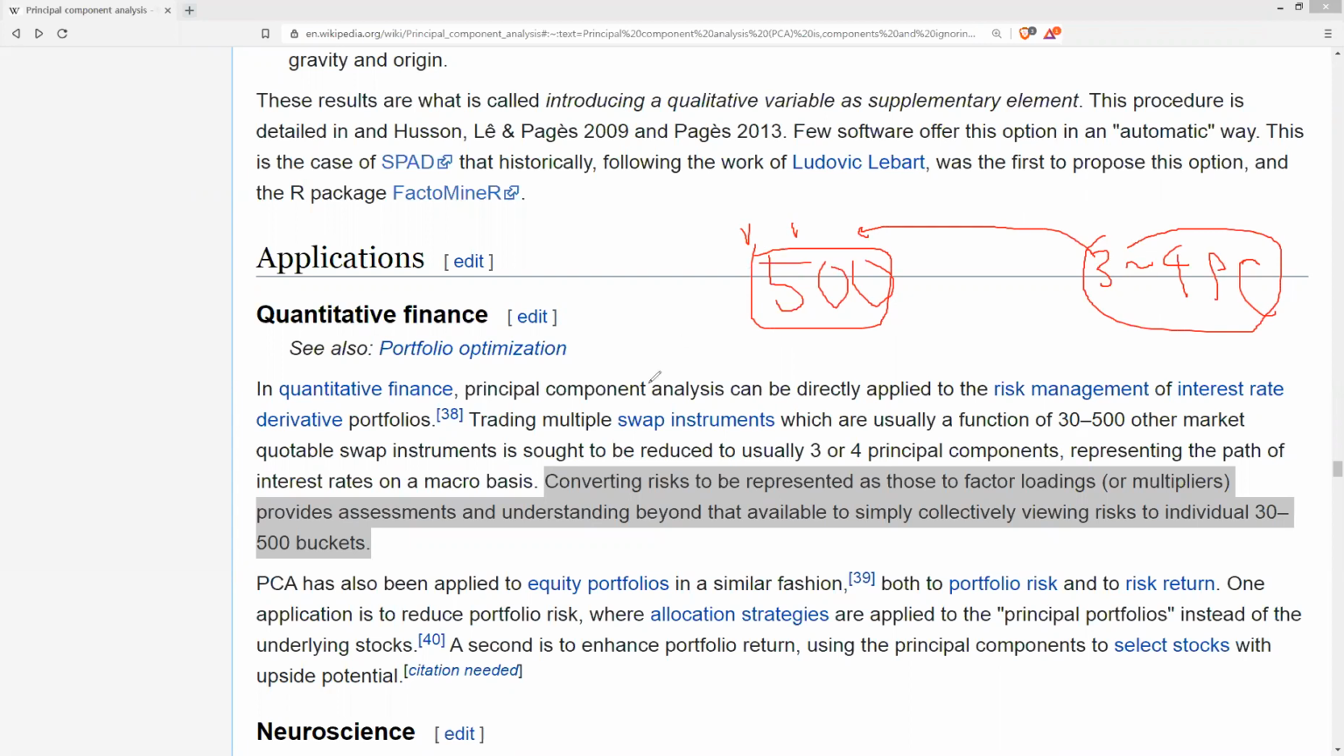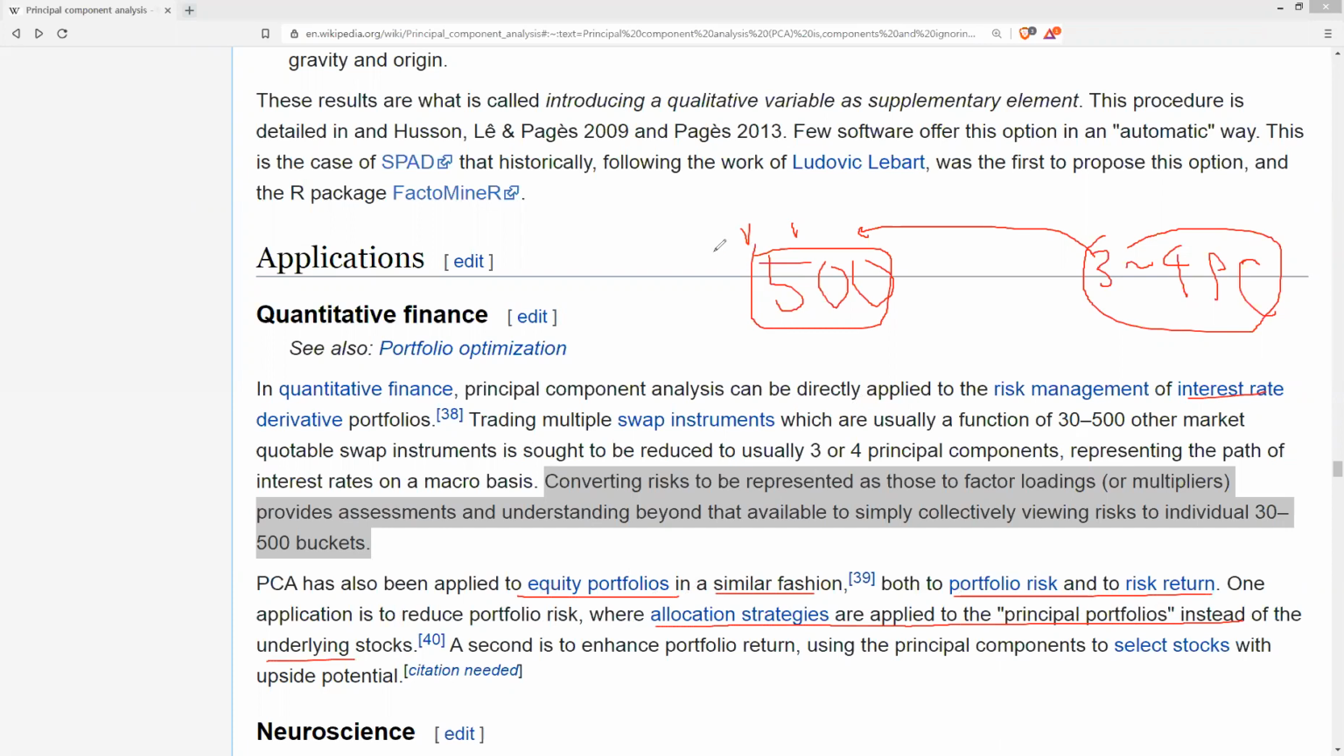That's the idea. PCA has been applied to equity portfolios. Well, we applied it to interest rates. Similarly, we can also apply it to equity portfolios in a similar fashion, both to portfolio risk and risk return. One application is to reduce portfolio risk, where allocation strategies are applied to principal portfolios instead of the underlying stocks.